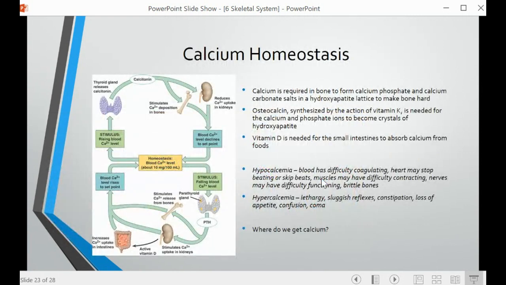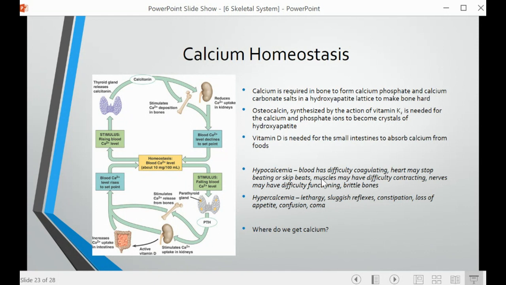So, calcium homeostasis. Calcium is actually required in the bone to form calcium phosphate and calcium carbonate salts in that hydroxyapatite lattice to make the bone hard. We have osteocalcin. Osteocalcin is synthesized with vitamin K, and that's needed for the calcium and the phosphate ions to become those crystals of hydroxyapatite. We also need vitamin D. In order for our body to be able to absorb the calcium from our foods within our small intestines, we need to have vitamin D.